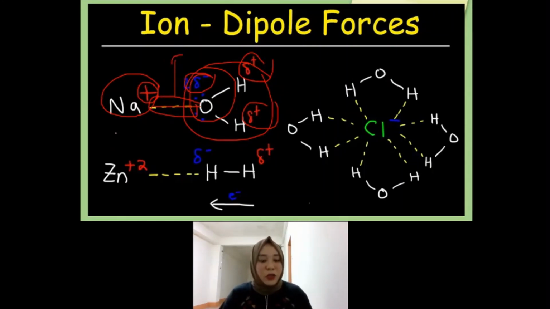Okay? So, we also have zinc and hydrogen gas. Okay? So, zinc is a cation, and then in a hydrogen gas, one atom assumes the partially negative portion, and then the other one assumes the partially positive portion.